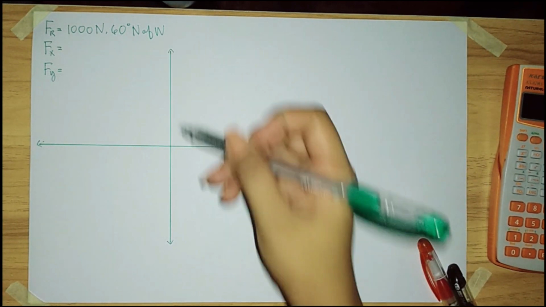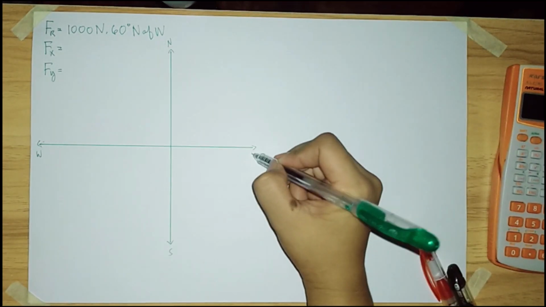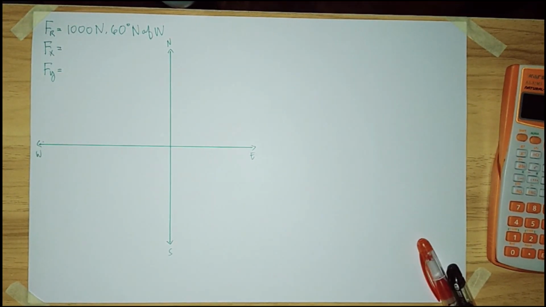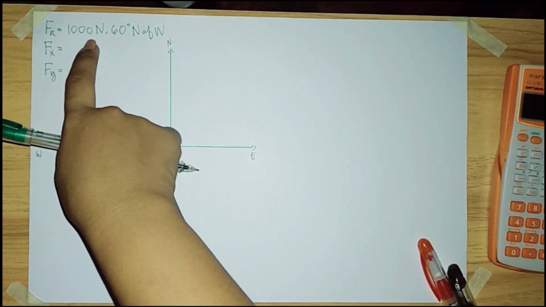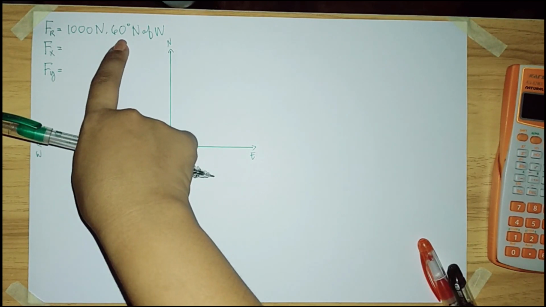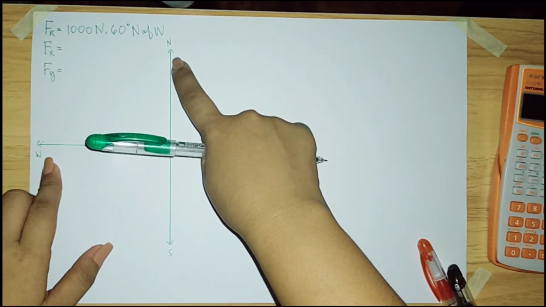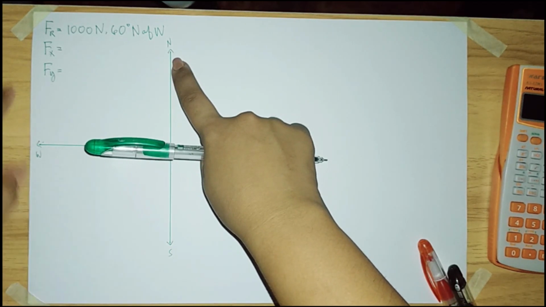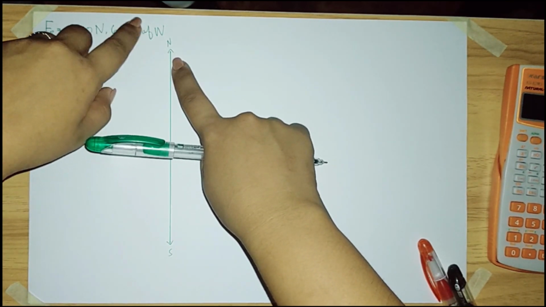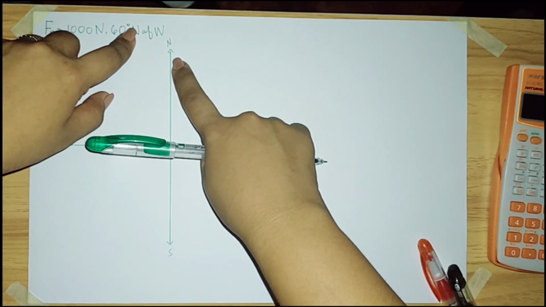So, let's indicate here, north, south, west, and east. Okay. So, we have here 1,000 newtons. And sinasabi dito na 60 degrees north of west siya. So, meron tayong north, meron tayong west. Pero ang gin-indicate dyan is north of west. It means that from west, it is going north. Halin siya sa west, makadto siya sa north.